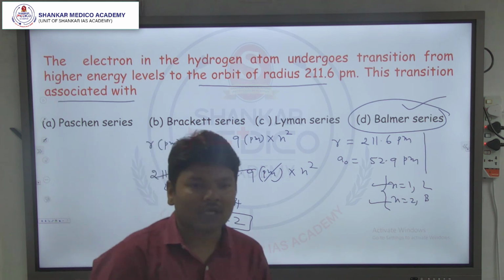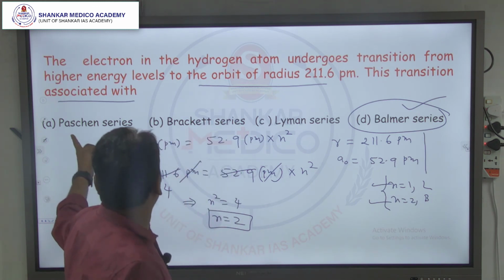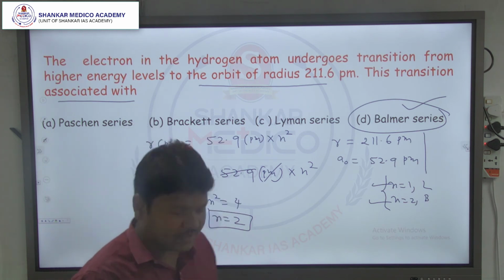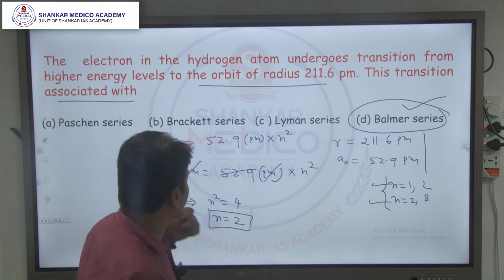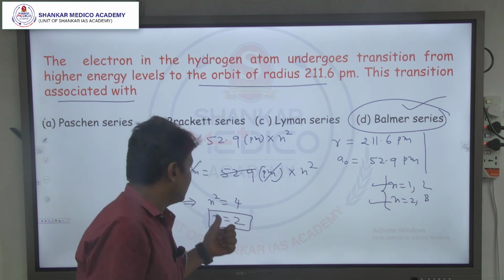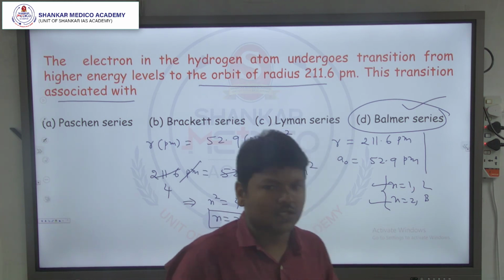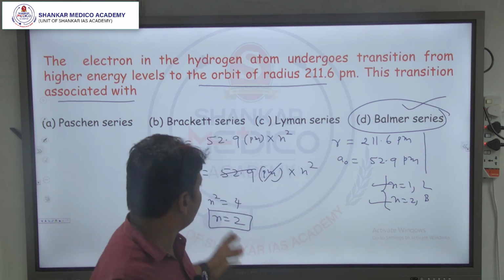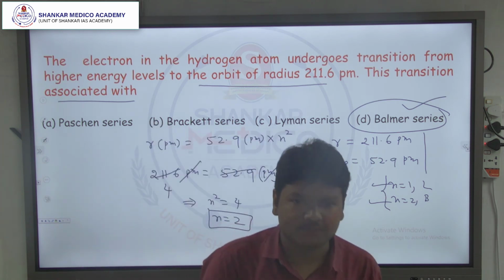So, what have we done? We have interrelated the concept of hydrogen spectral lines with Bohr's atomic radius. So, we can also predict what kind of line spectrum will be generated if you know the radius of the orbit. This is the interrelation formula, and I hope you enjoyed this discussion. So, thank you so much.